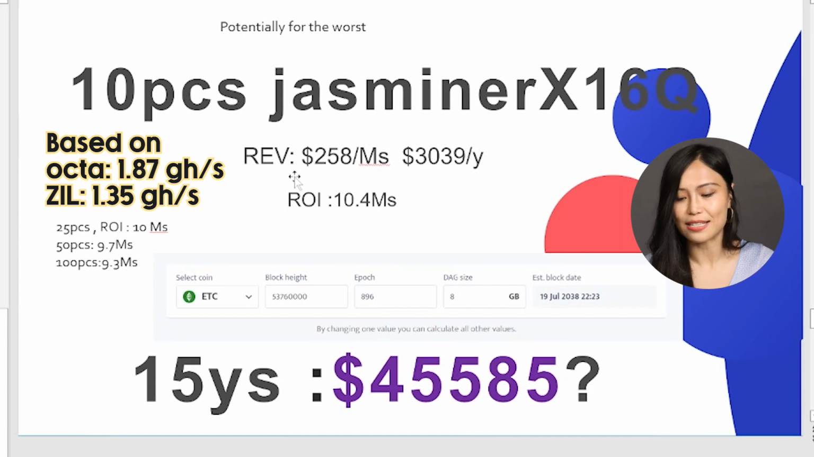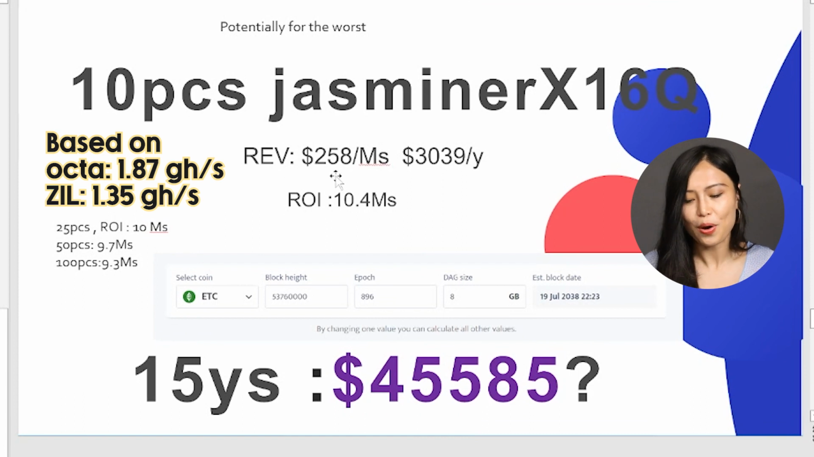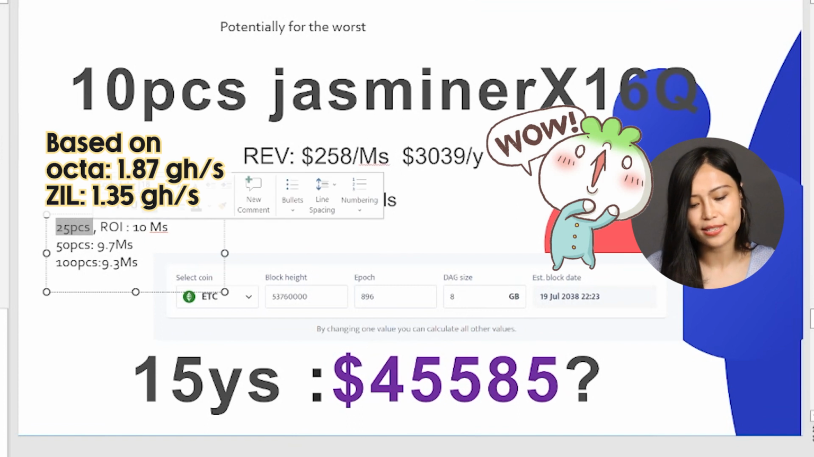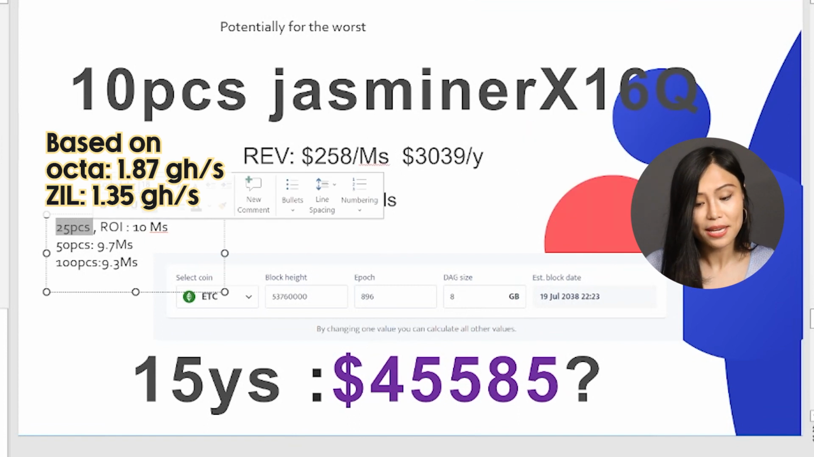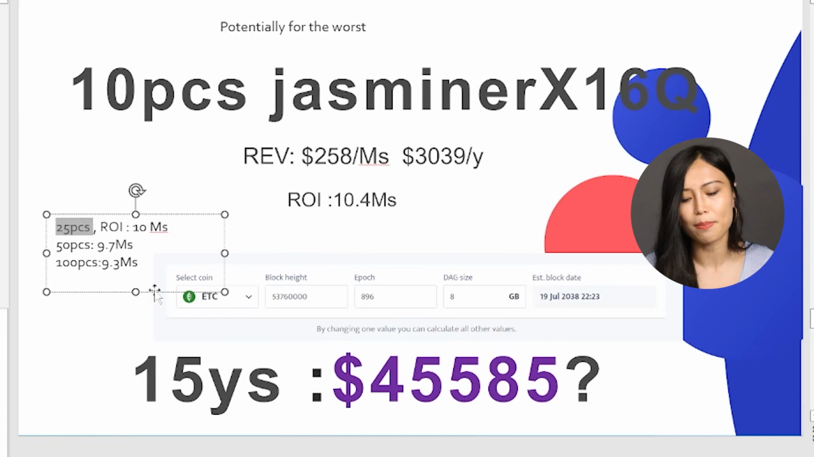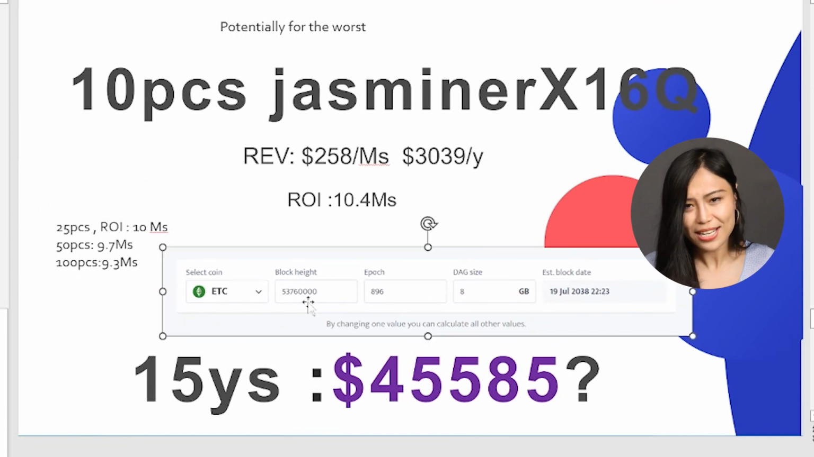For the 10 pieces of Jasminer X16-Q, your revenue is $2,005 per month. A year, you get $39 a year. Your ROI is actually 10 months and 4 weeks in mining Jasminer X16-Q with 10 pieces. Remember that. When you're getting over to 25 pieces, your ROI is 10 months. 15 pieces of Jasminer X16, it's 9.7 months. 100 pieces, it's 9.3 months. It's pretty good. What does it really mean?